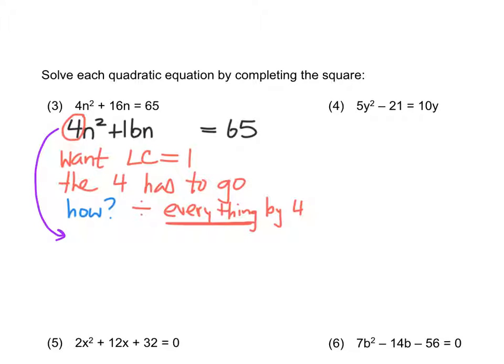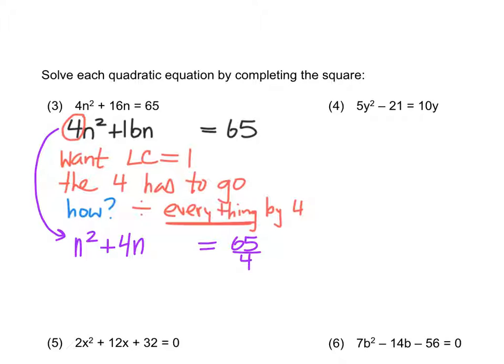All right, so each term gets divided by 4. So 4n squared divided by 4 is what? N squared. Leave the gap, it still stays there. 65 divided by 4? 65 over 4. Yeah, just leave it as a fraction. You have calculators, so fractions should no longer be intimidating. Calculators will work with the fractions for you, so just let it.